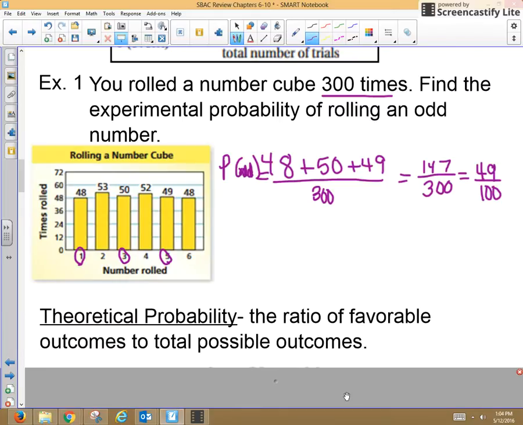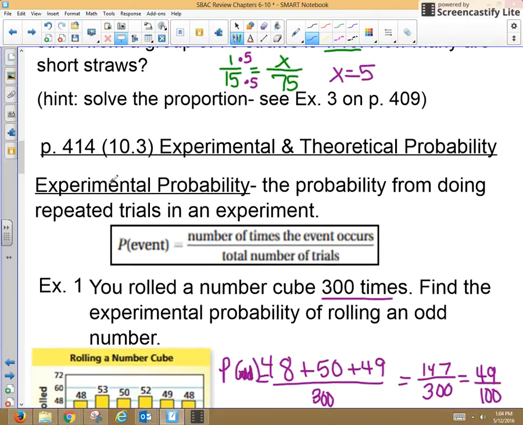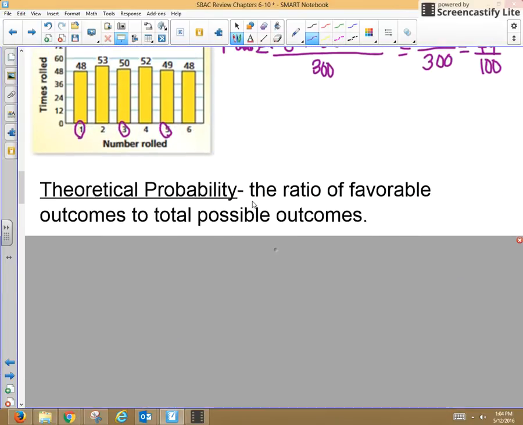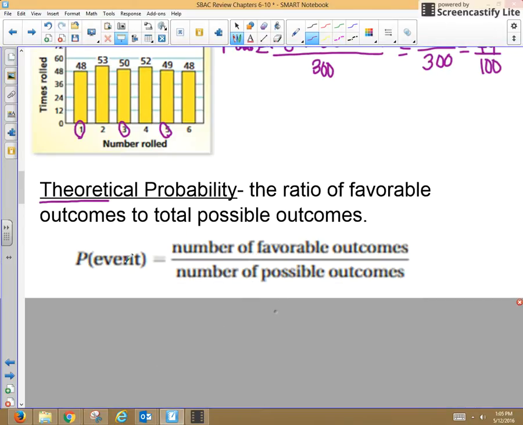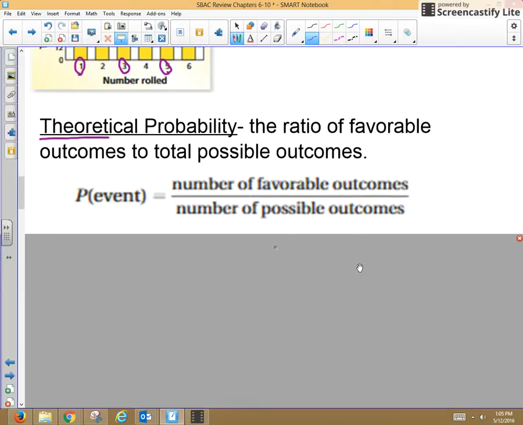Now we're moving on to example 2, but before we do, we have theoretical probability. And this is still a continuation of 10.3, so go ahead and continue your notes. We just finished experimental, and now we're moving on to theoretical. Theoretical probability is the ratio of favorable outcomes to total possible outcomes. I want you to pay attention. This is in theory. You're not actually conducting the experiments or trials. You're going off of ideally what it should be. So here you have the probability of an event is the number of favorable outcomes divided by the number of possible outcomes. Please pause and write this down.